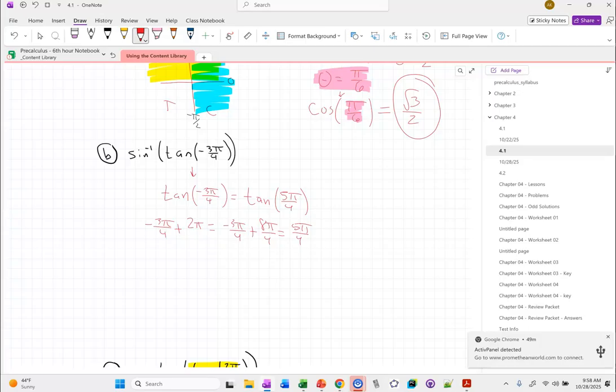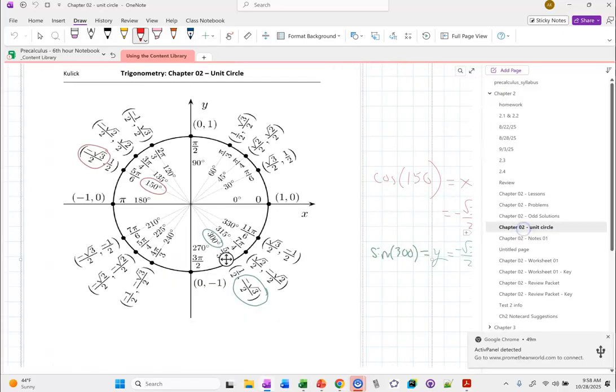Is everybody okay with what I did there? Yeah. So now, as Ian had mentioned, tangent is y over x. So I'm going to go to my unit circle. Find the angle, 5 pi over 4. And I'm going to write y divided by x. Everybody feel okay doing that?